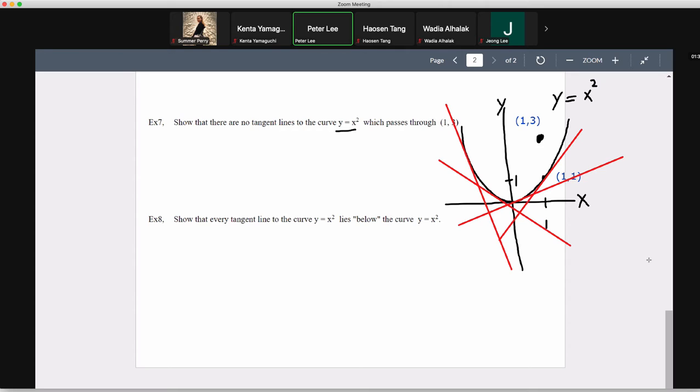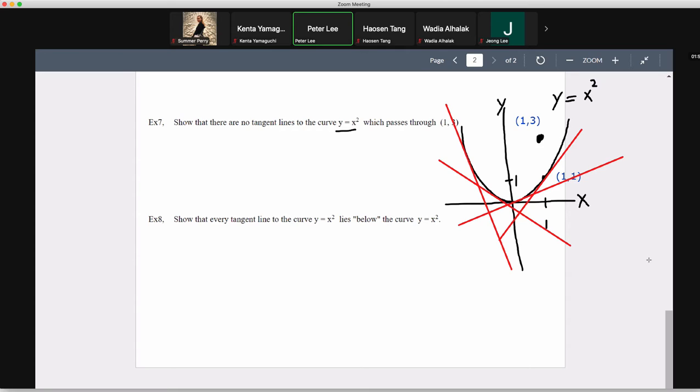So now, how many tangent lines are there? There's zillions of tangent lines. There's a tangent line at every x value. So there's zillions of tangent lines, and none of the tangent lines will pass through point 1, 3. That's what you have to show. Is that clear? So the question is, how do you do that? Now let's hold that example 7 for a moment.